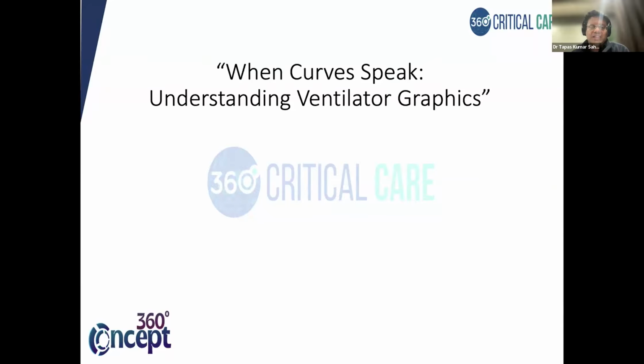Now, last but not the least, the fourth lecture. And this is something once we enter into the ICU, the beep, the alarm on the ventilator, you would be trying to solve the problem with the ventilator graphics. So the topic title is: when curves peak, we need to understand the ventilator graphics.